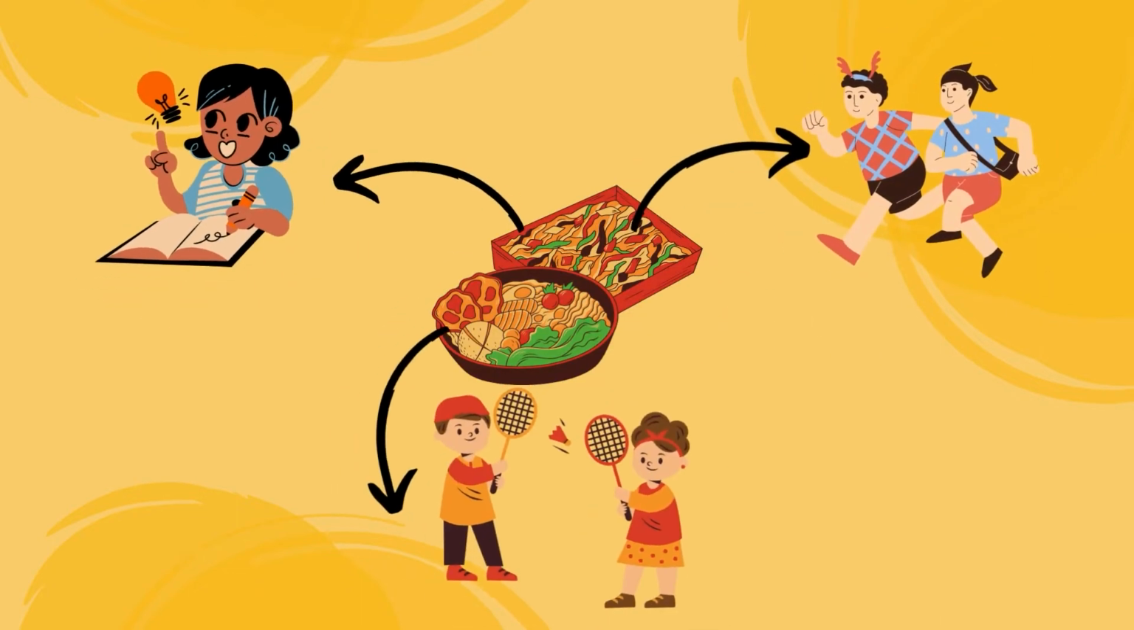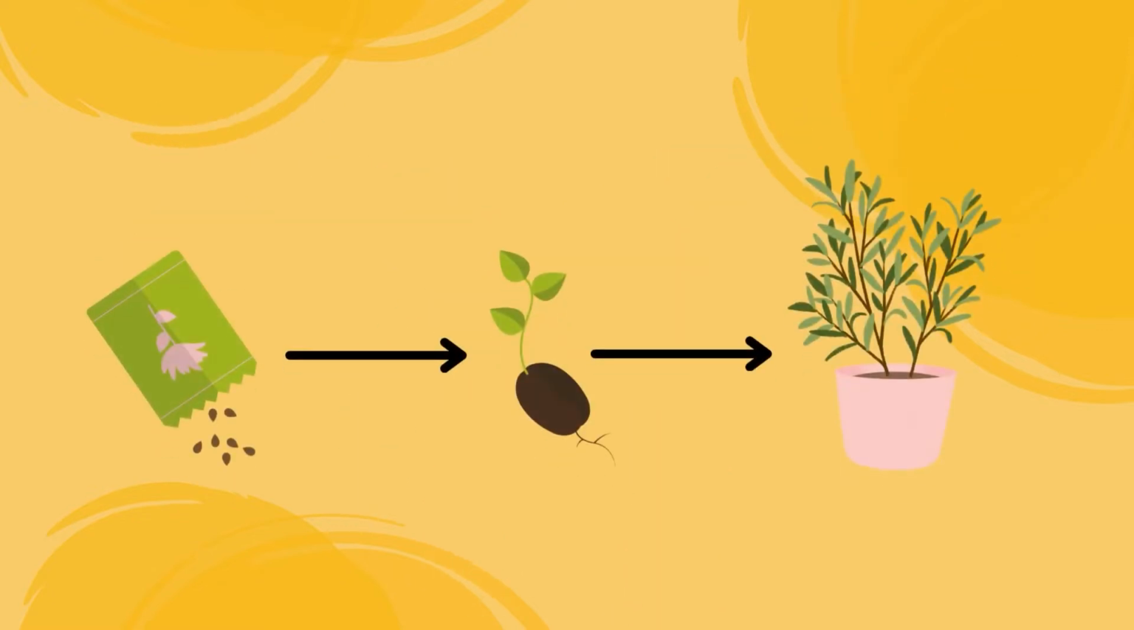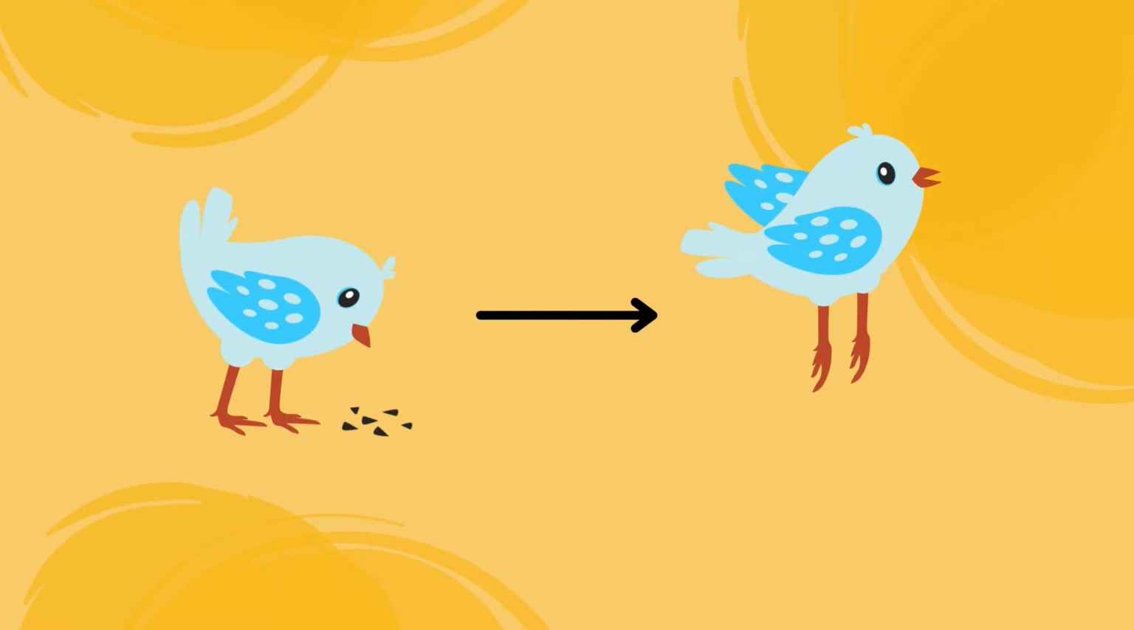We humans use energy to help us perform our everyday tasks. These tasks can be anything from running to learning to playing during recess. Plants use energy to grow bigger. Animals use energy to survive day to day.